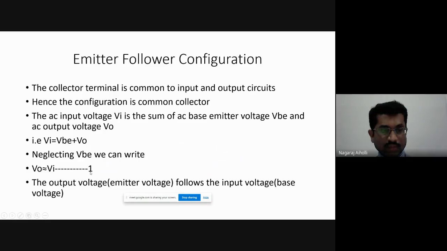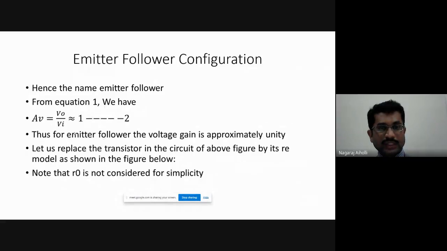So what it indicates here, students, is that the output voltage is equal to the input voltage in the emitter follower configuration. What is the meaning of the output voltage at the emitter following the input voltage at the base terminal? It means that the output voltage at the emitter terminal is equal to the input voltage at the base terminal. That is why the name given to this circuit is emitter follower, because the output voltage at the emitter follows the input voltage at the base terminal.